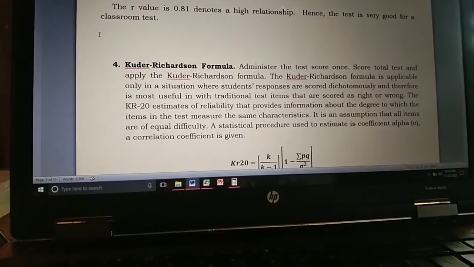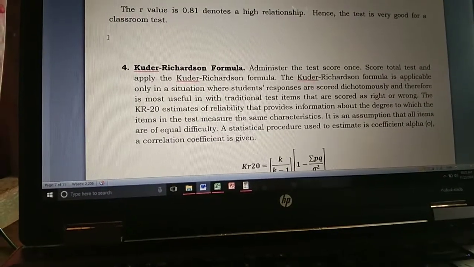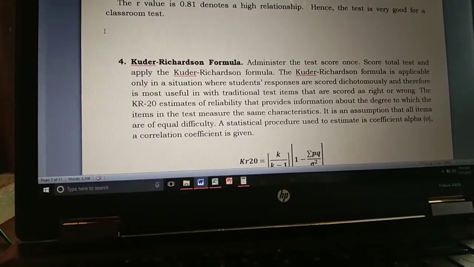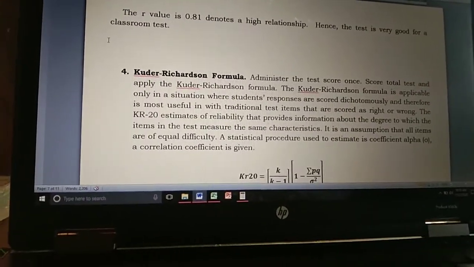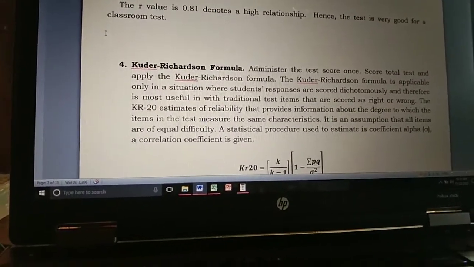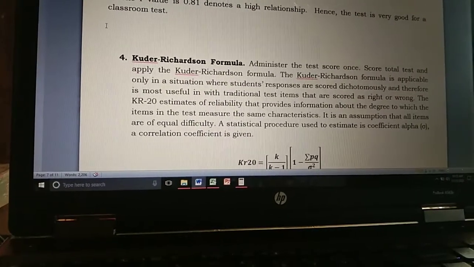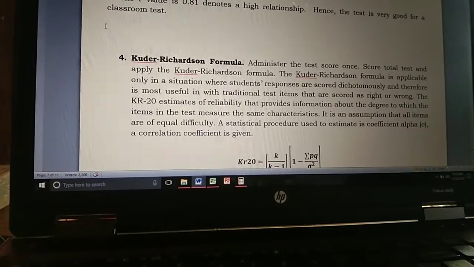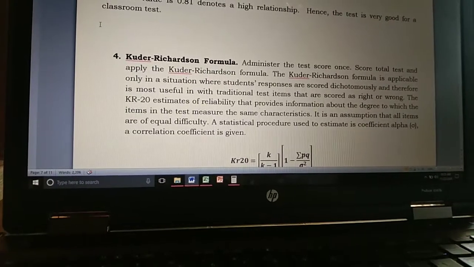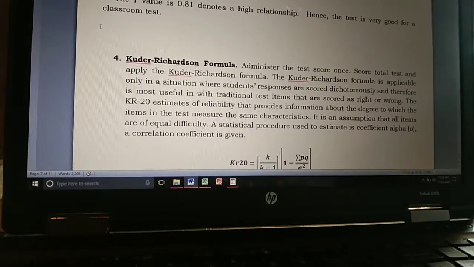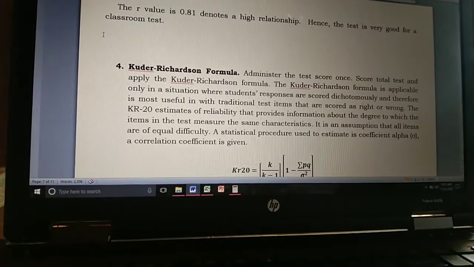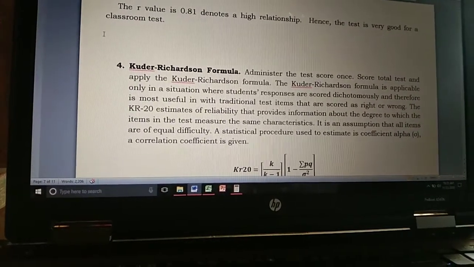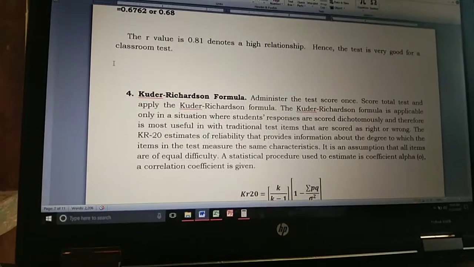So, yung magagamit natin yung Kuder-Richardson para sa mga test na right or wrong lang ang sagot, or we have the right and unright answer, or incorrect or correct answer. So for example, dito is yung mga spelling tests, the true or false, and etc.